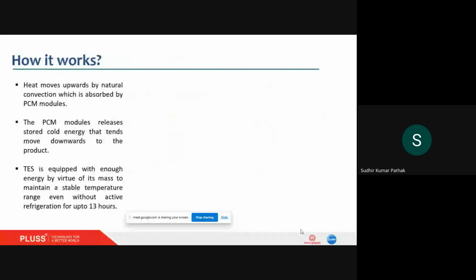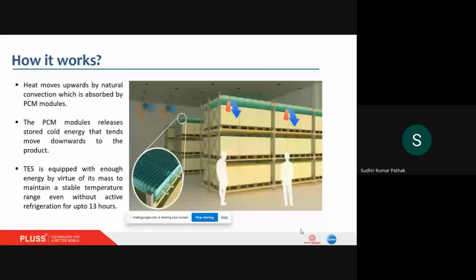Next, how it works in cold rooms. Suppose we have placed the PCM in the form of blocks, filled tubes, or pouches, as shown in this figure, and the product is placed. Whenever the temperature rises, the heat moves upward by natural convection, which is absorbed by the PCM modules placed at the top. PCM, by absorbing this heat, releases its cold energy to that ambient space, so that will maintain the temperature. That's how PCM will work.